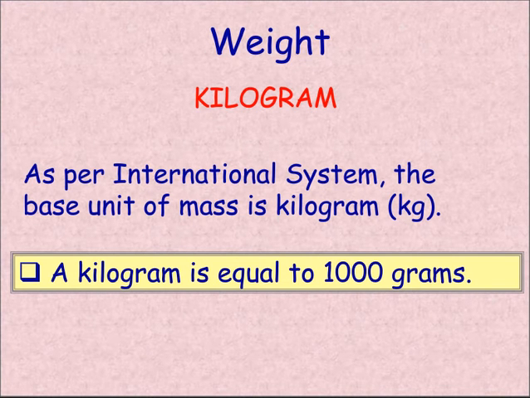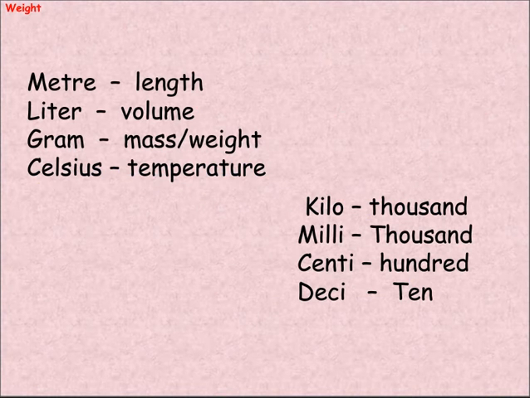Kilogram. As per the international system, the base unit of mass is the kilogram, kg. A kilogram is equal to 1000 grams. Meter is for length. Liter is for volume. Gram is for mass or weight. Celsius is for temperature.